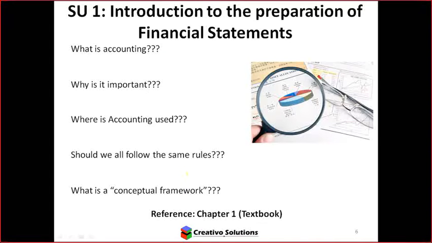So I've got a few questions here that I want you guys to answer later. I'll give you some time to answer them. I want to see how much of the FAC 1502 you're actually still familiar with. It's been a while since you've actually completed the module, so you might be a bit rusty in terms of recalling some of the information. So I'm going to start general here in terms of some of the basics. So what is accounting, why is it important, where is it used, should we follow the same rules, and then what is the conceptual framework. Okay, so 5 questions. Maybe take 5 minutes and answer those questions, and then we'll look at the theory. Okay. Perfect.